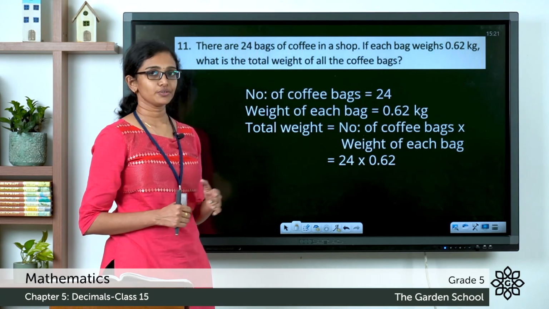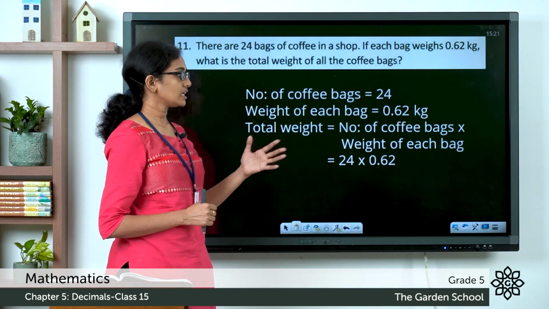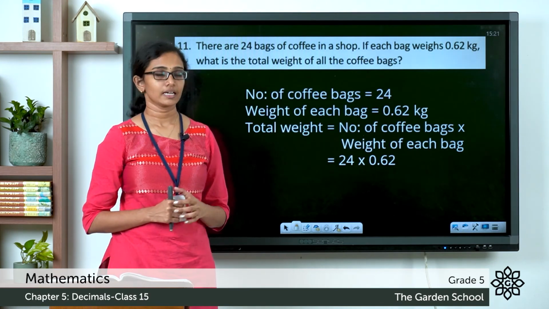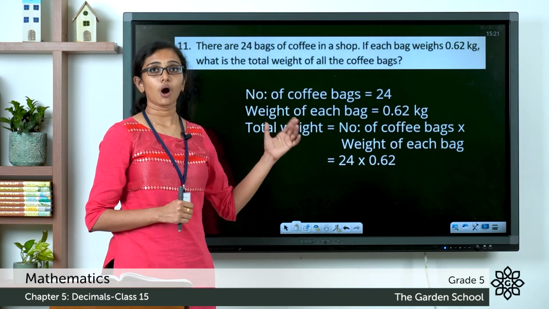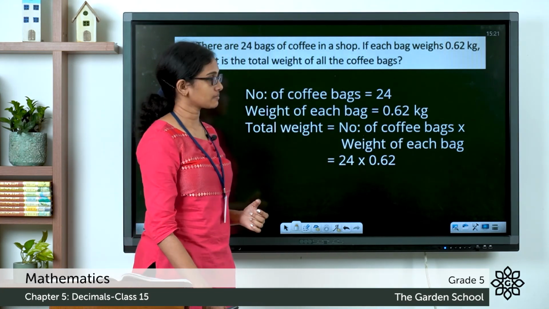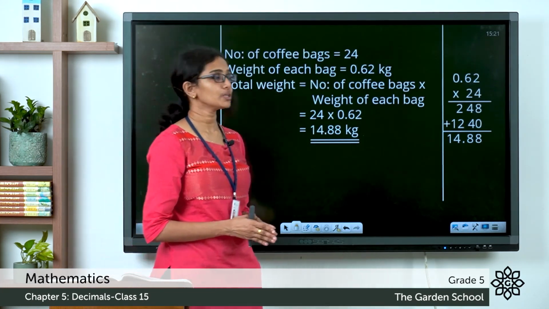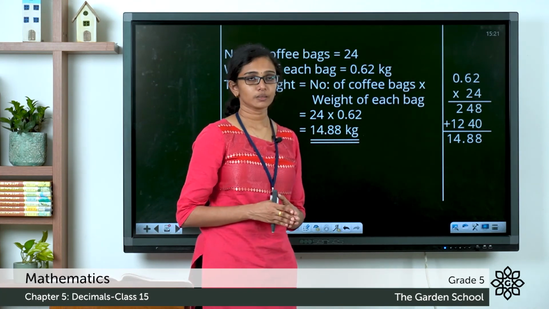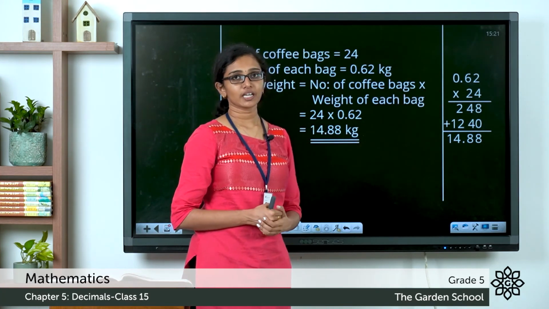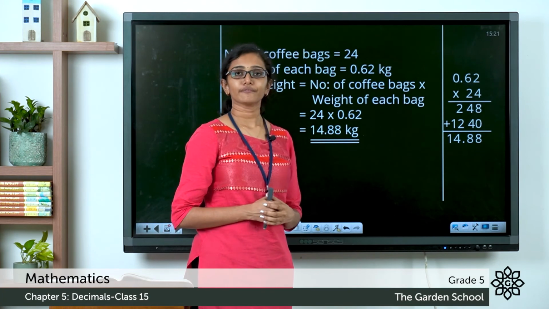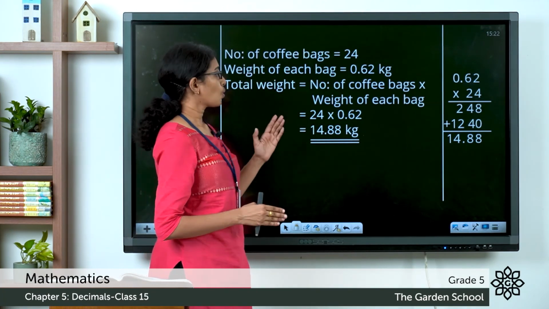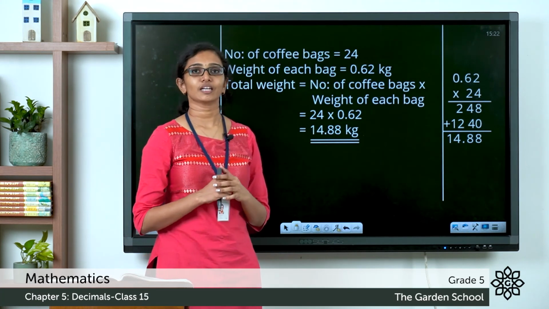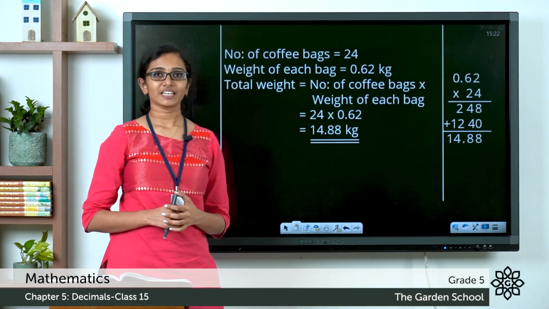Total weight is equal to the number of coffee bags into the weight of each bag. That would be equal to 24 into 0.62, a whole number multiplied by a decimal number. So, how would you do this? Ignore the decimal point in the beginning, proceed with the multiplication, put the decimal point in the final product, which will give you the total weight is equal to 14.88 kilograms. Hope this is clear to you.